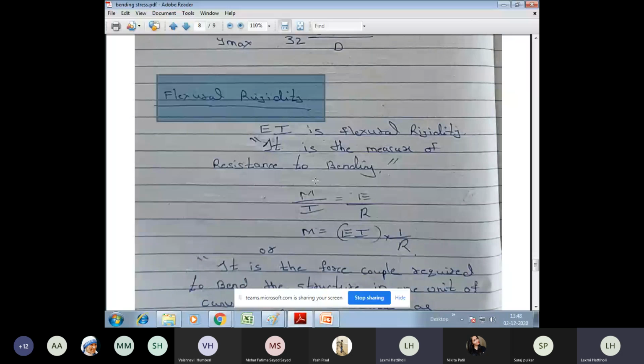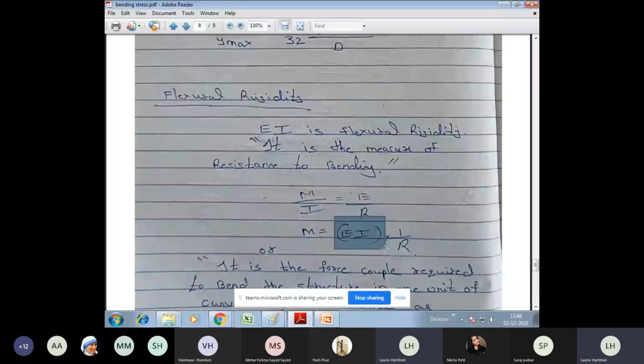We have the bending equation M by I is equal to E by R is equal to sigma by Y. Now you should be acquainted with this formula, M by I, E by R, sigma by Y. In this formula, M by I is equal to E by R. Observe my cursor carefully. I'll take this M outside. What do you get? It is E into I into 1 by R. So what is this E into I? This term, E into I, is called flexural rigidity.